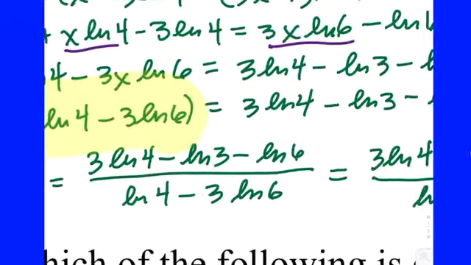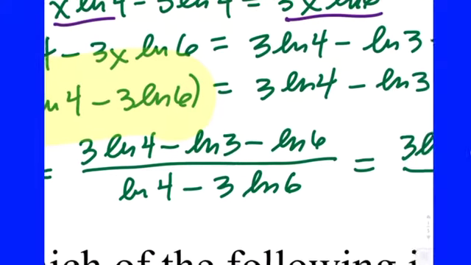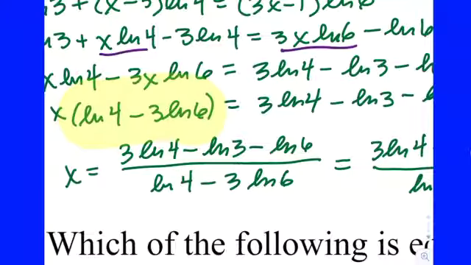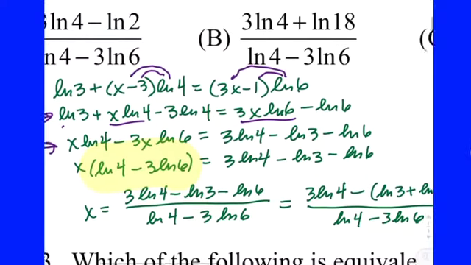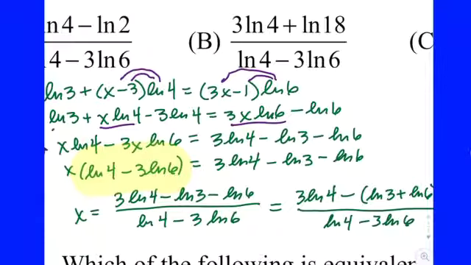And you're like, I'm done. And you look to see if that's an answer choice. And it's not. So you get to play. So what can we do? Well, if you preview your answer choices, you see some of them have an 18 in there.